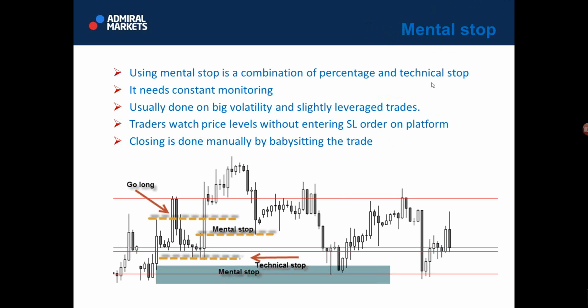Then there is mental stop. Mental stop is the worst way to put your stop loss. Using mental stop is a combination of percentage and technical stop. It needs constant monitoring. It's usually done on big volatility and slightly leveraged trades. Traders watch price levels without entering stop loss order on platform. Closing of trade is done manually by babysitting the trade. Usually you do that when you trade the news.